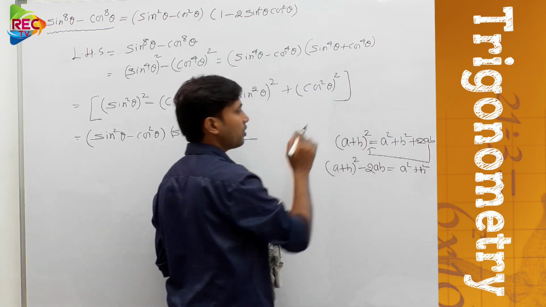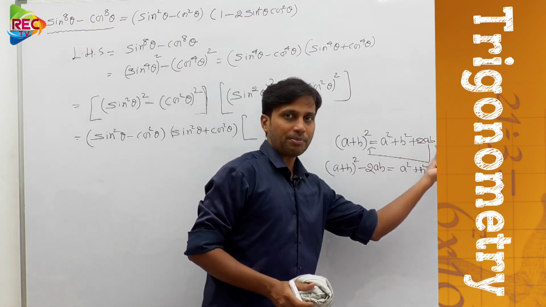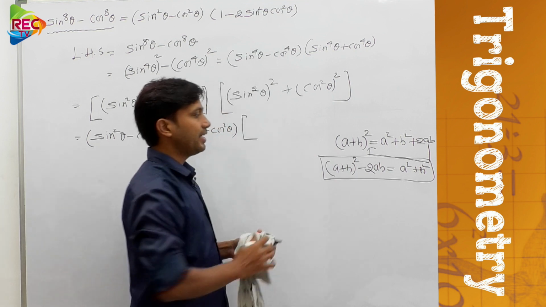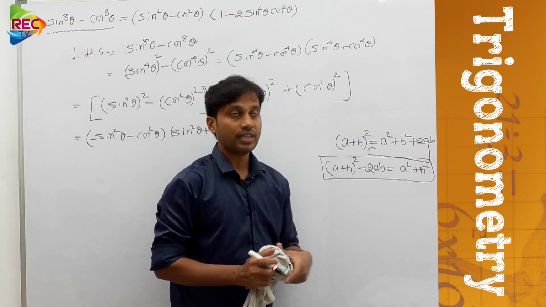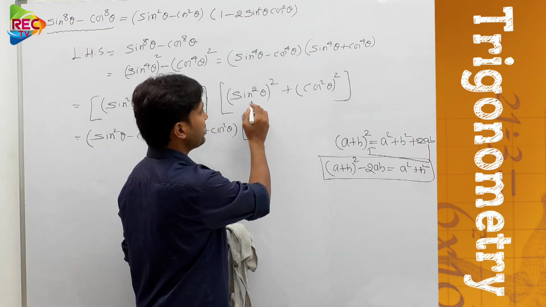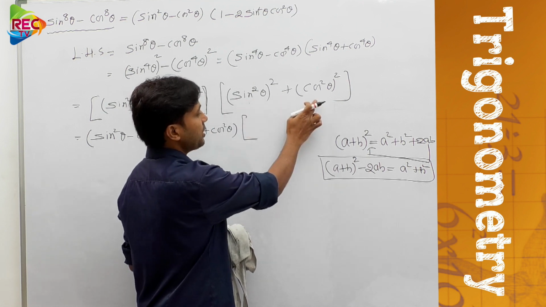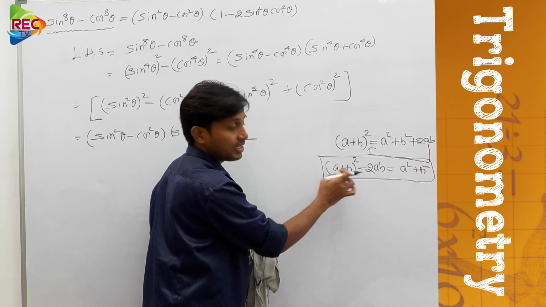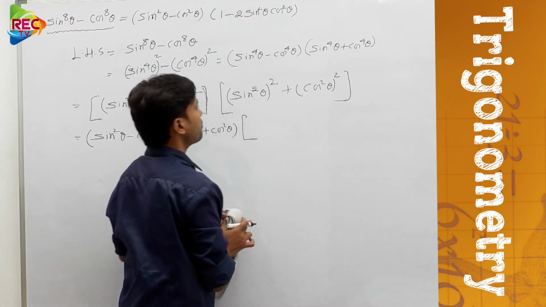Can we rewrite like this or not? By just bringing this 2ab to this side. Okay, then what happens? (a plus b) whole square minus 2ab equal to what? a square plus b square. So here the expression is in the form of what? a square plus b square. We can write this a square plus b square like this, means (a plus b) whole square minus 2ab.